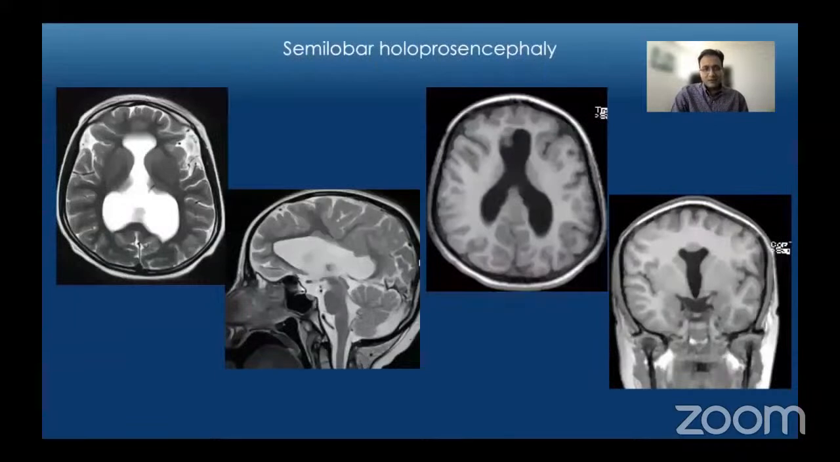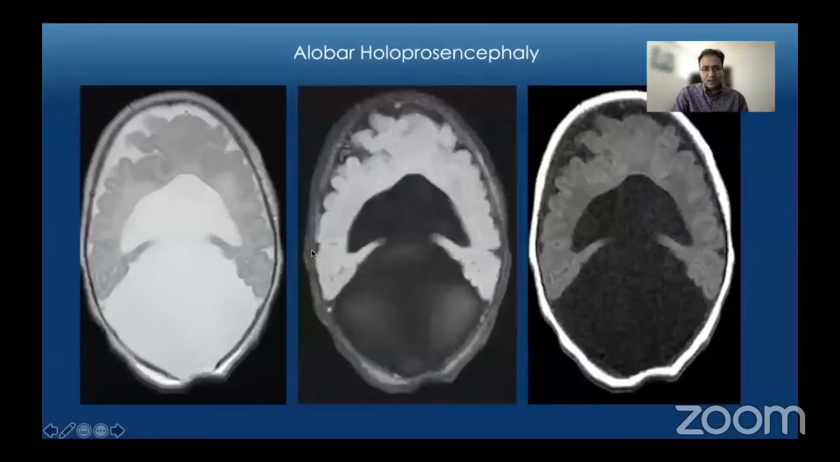This is an example of semilobar holoprosencephaly, where you see fusion of the frontal lobes across the midline. There is absence of interventricular septum, but the interhemispheric fissure is partly present posteriorly. Again, you can see the same findings on T1 weighted images. There is this band of gray matter along the anterior aspect of the ventricles, absence of the interventricular septum, and fusion of the frontal lobes across the midline. On the sagittal images, we can see absence of the corpus callosum in the mid portion, although a portion of the splenium and probably the genu are present.